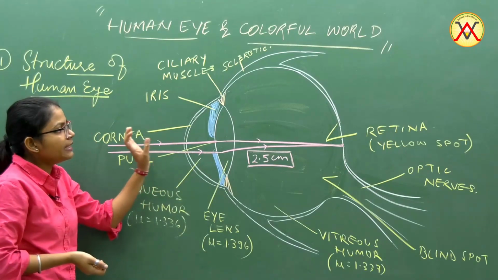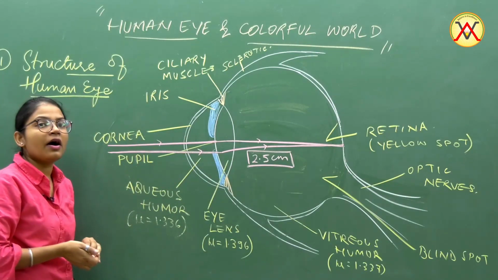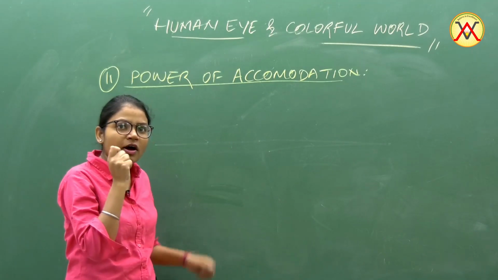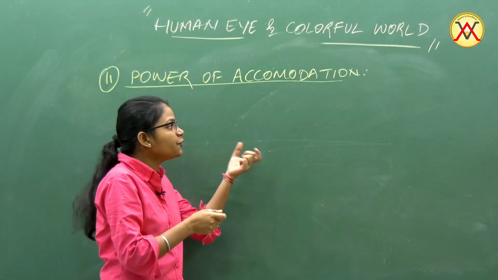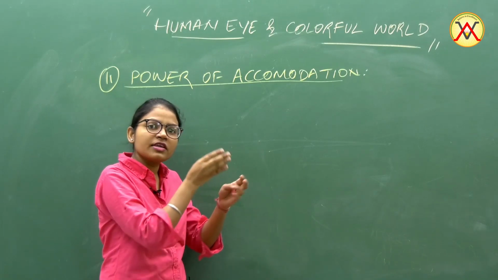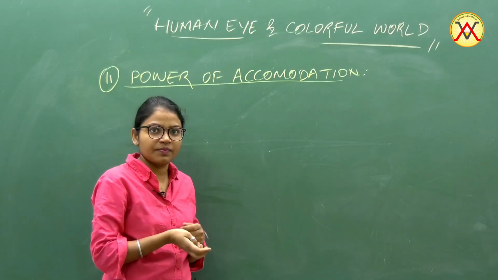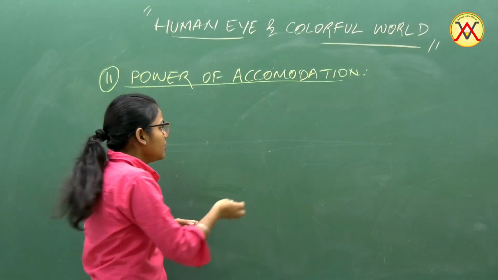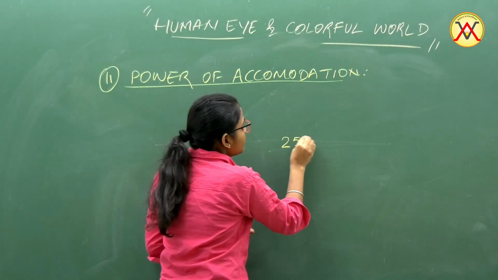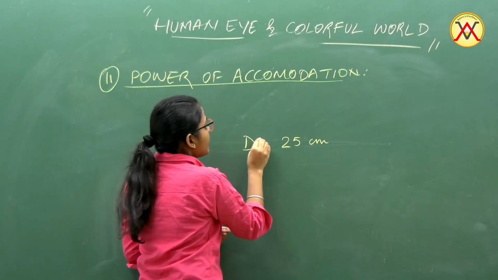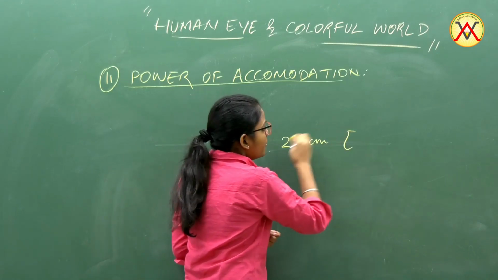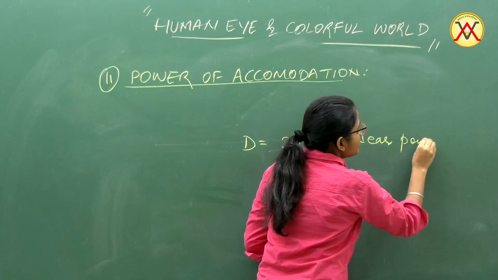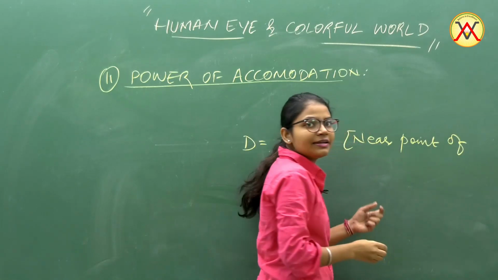Okay. Now, let's come to our next part, known as power of accommodation. We know that our eyes have the ability to focus on objects which are kept at different distances. The least distance that our eye can focus easily is 25 centimeter. We call it capital D, that is, this is also called the near point of distinct vision. Why do we call it distinct vision?